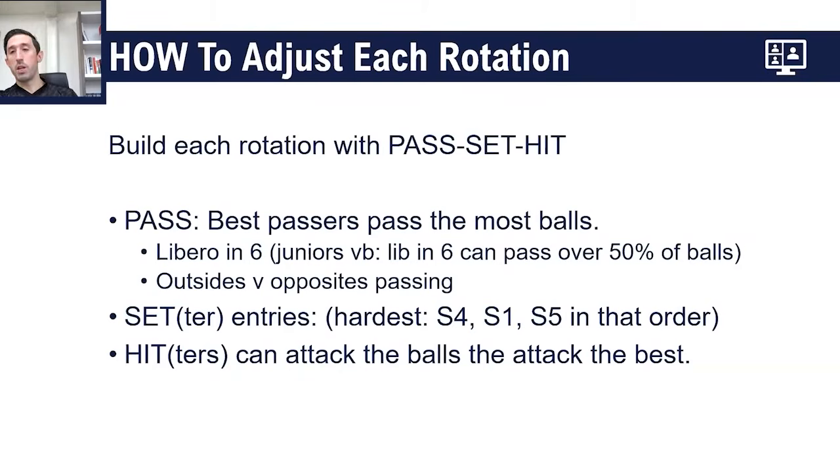So then after you get your passing all set, then you want to try to make your setter entries a little easier, if there's some ways that you can do that. Setter 4 is the hardest. Setter 1 is the next hardest. Setter 5 could be a little tricky for some intermediate level setters. As setters get a little bigger and faster, that one gets pretty easy for them. But you just want to make sure that you have a plan and you're also training it.